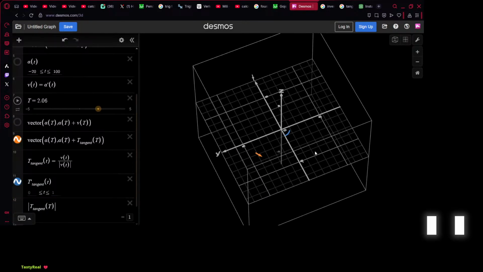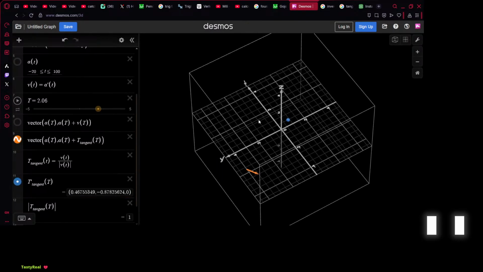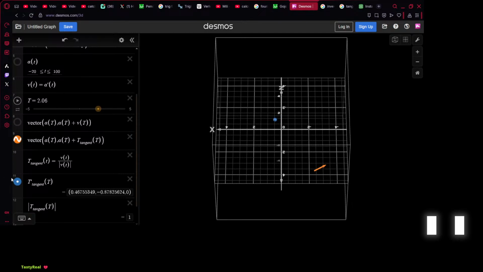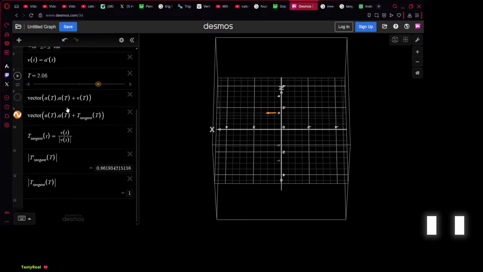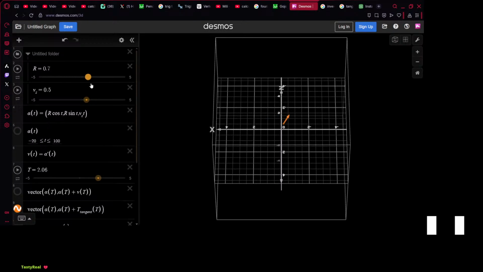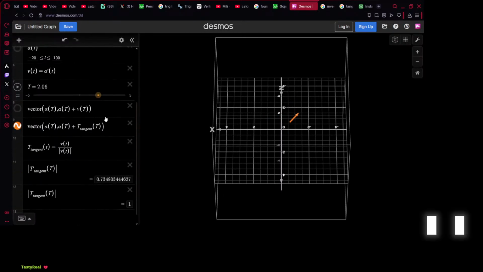If we differentiate this, we should be getting the normal vector. Over here, it's the size 1. Hold on. It's not 1, it's almost 1. If I change the value of r, will the size change? It does change as well. If I change the value of v, it also changes. So this is promising.